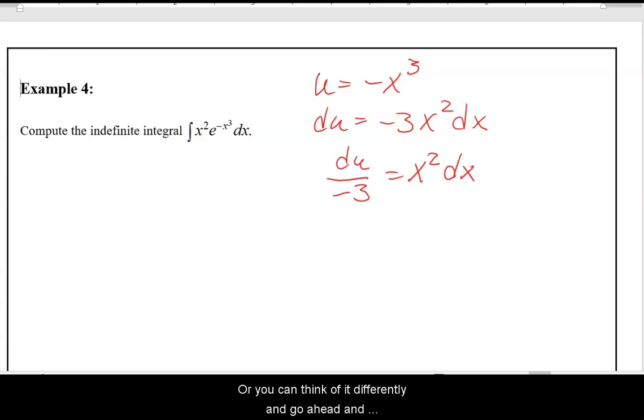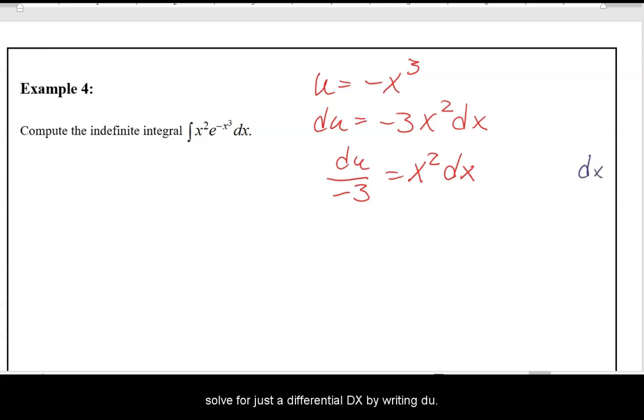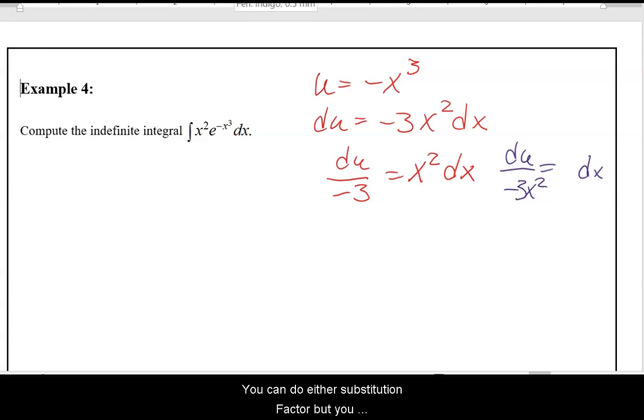Or you can think of it differently and solve for just the differential dx by writing du over negative 3x squared. You can do either substitution, but you need to be careful to make sure that you don't mess up. I'll do the first substitution in red so you can see how it works, and then rework it using the substitution in purple.